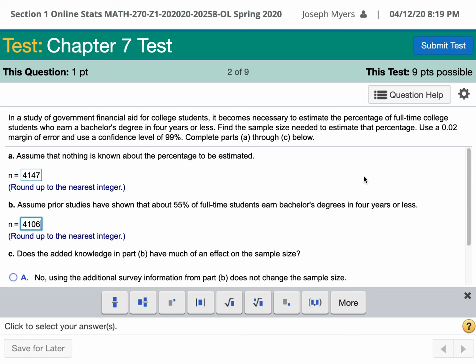So depending on what your problem is, the random numbers in your problem could be different than 55, and so your problem might possibly not have quite the same answer as the example problem that I'm doing, which is also a random problem. So does the added knowledge have much of an effect? In my problem, the answer is no. It only slightly reduces the sample size. Okay, then let's look at question number 3.